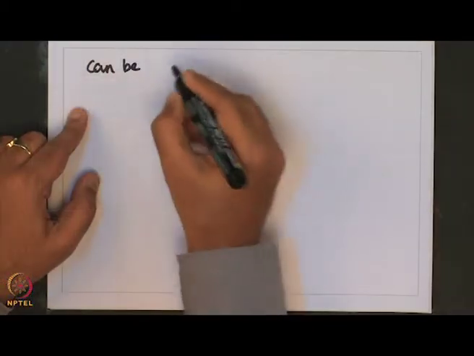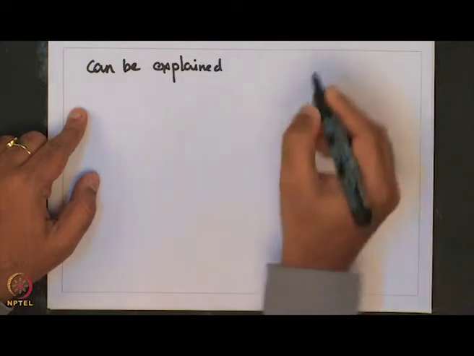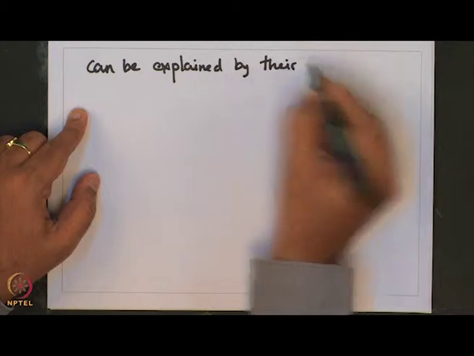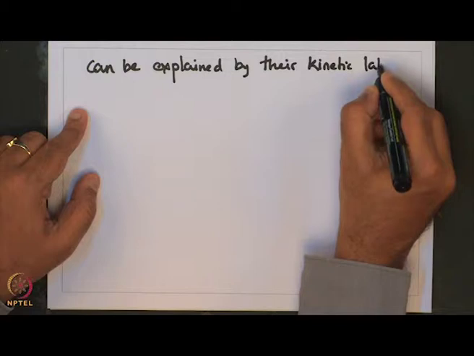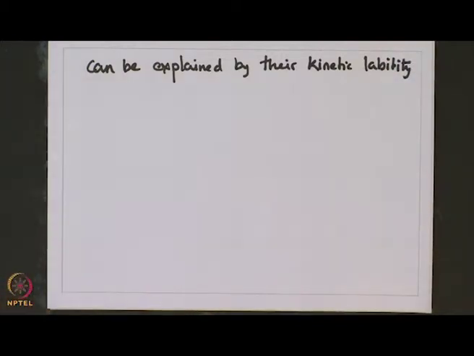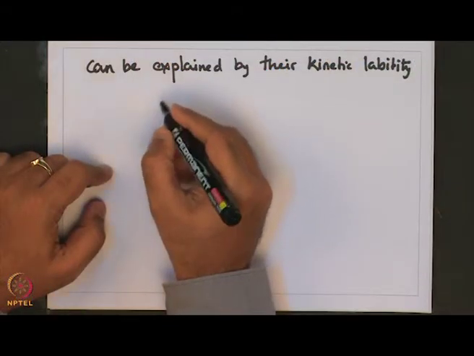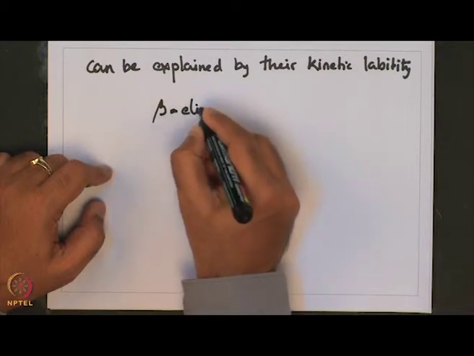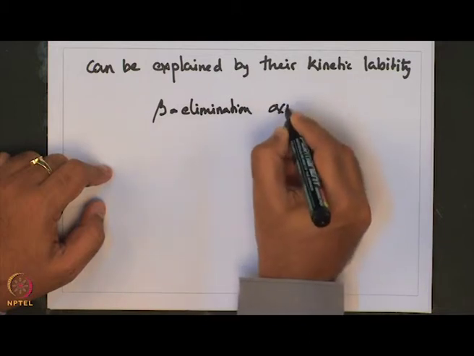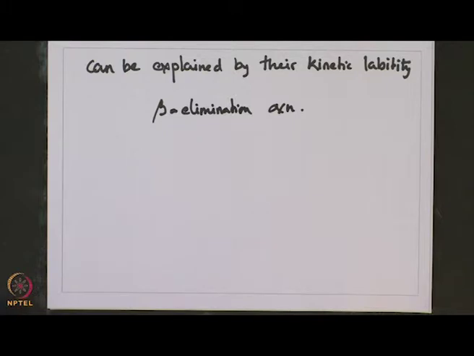So, the instability of transition metal compounds can be explained by their kinetic lability, and that brings us to this discussion on a very important reaction that results in decomposition of many transition metal complexes. And what I am talking about is this famous beta elimination reaction. Beta elimination reactions are reactions which occur for transition metal complexes leading to their decomposition.